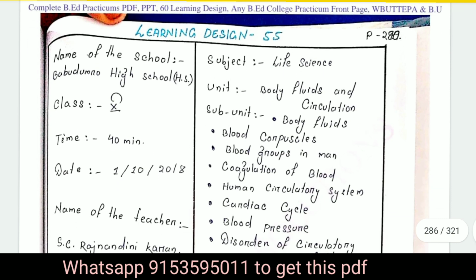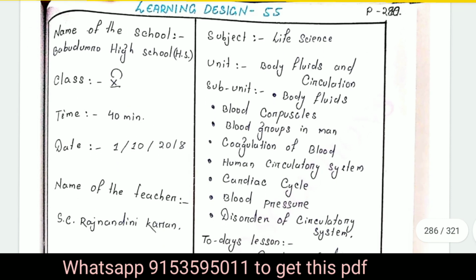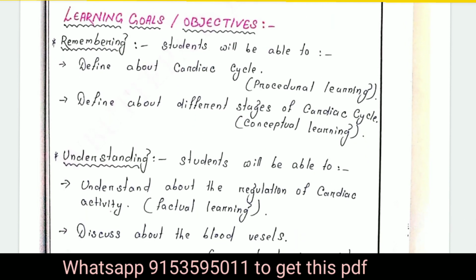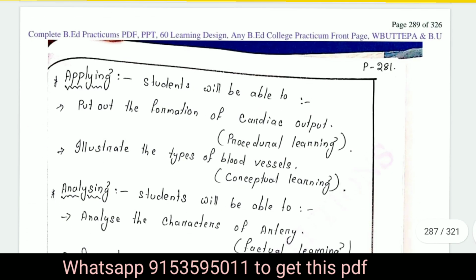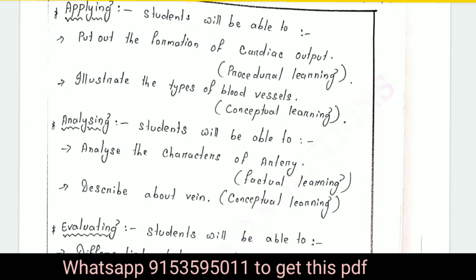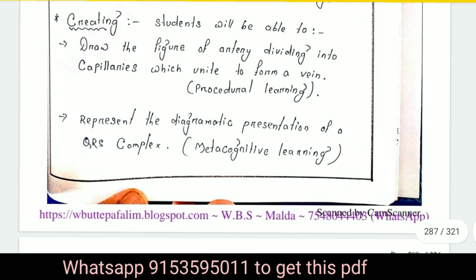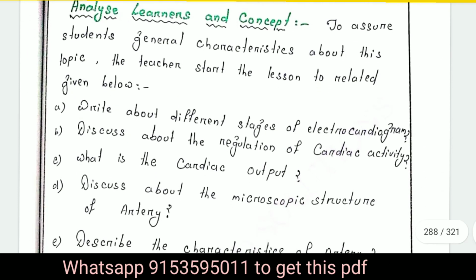Now we are coming to our learning design number 55. Today's lesson, cardiac cycle. Learning goals or objectives, remembering, understanding, applying, analyzing, evaluating, creating. Represent the diagrammatic presentation of QRS complex. Analyze the learner and concept. Write the above differential stage.